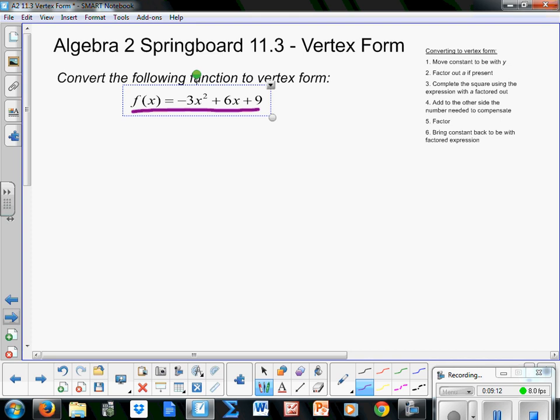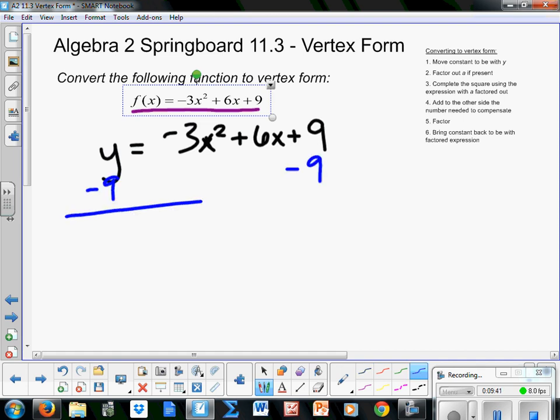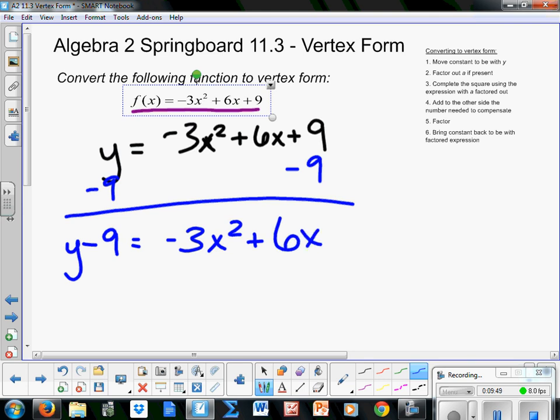Okay, we can still follow our basic steps. I'm going to again write it as y equals -3x squared plus 6x plus 9, just because the y equals makes it a little bit easier to write. The function f of x is the same as y in this case. Our first step is to subtract 9 from both sides, moving that constant over, so we'll have an expression on the right-hand side of our equation to complete the square with.